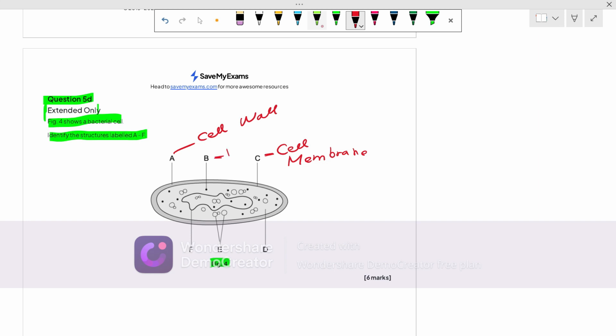B are ribosomes. Ribosomes can be attached to smooth or rough endoplasmic reticulum. D is the cytoplasm, the gel-like fluid where all organelles are floating. Cytoplasm. F is the circular DNA loop. Circular DNA.